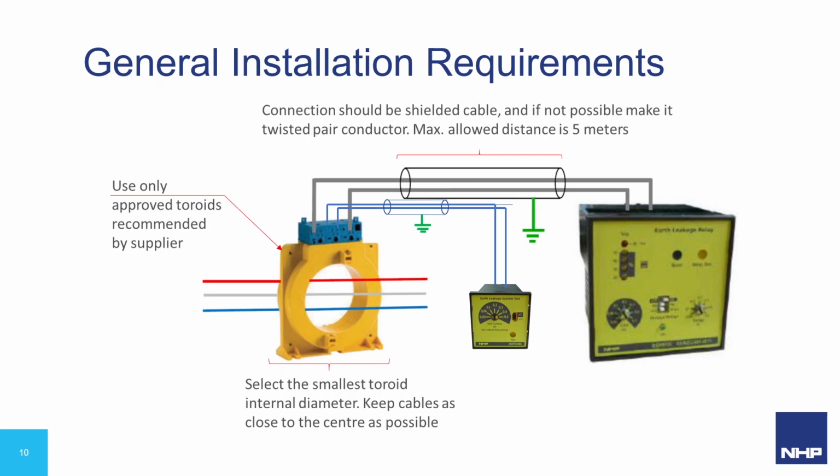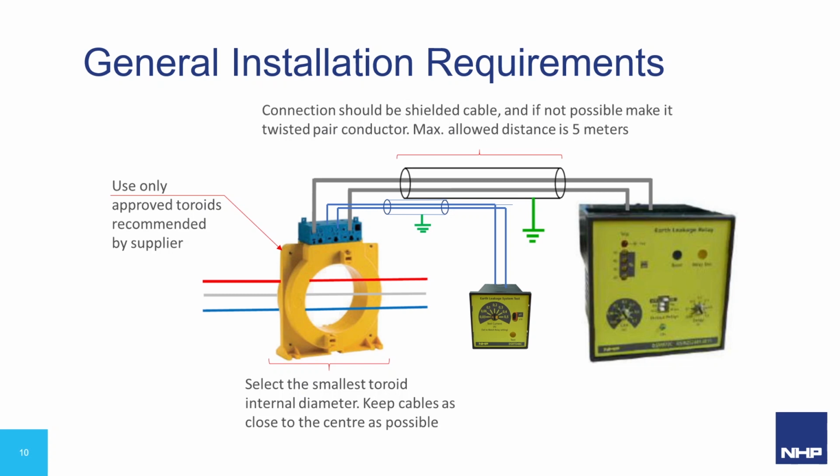The toroid likewise should be separated by at least the extent of its own width to avoid induced signals. The toroid chosen should be the smallest unit that allows the tightest fit of cables through its core. And you should only use the toroid which is recommended by the manufacturer of the relay for the application. Otherwise, nuisance tripping may occur and there may be a possibility of relay failure.